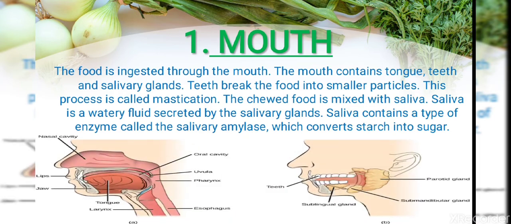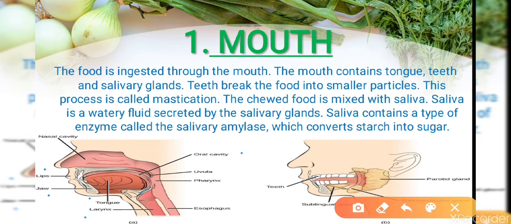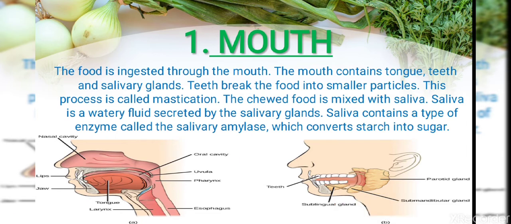Here we have the picture of the mouth. In the first figure, we have lips, jaw, tongue, larynx, oral cavity. Oral cavity is the space present in the mouth region, pharynx and esophagus. While the second figure is depicting the glands present in the mouth region.